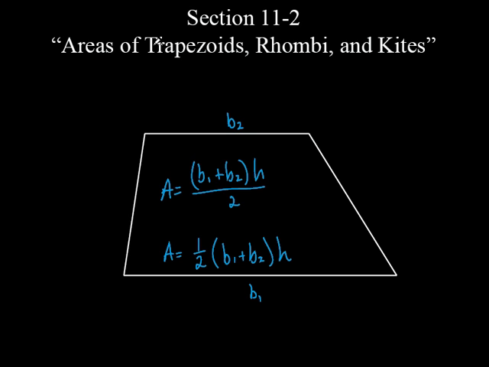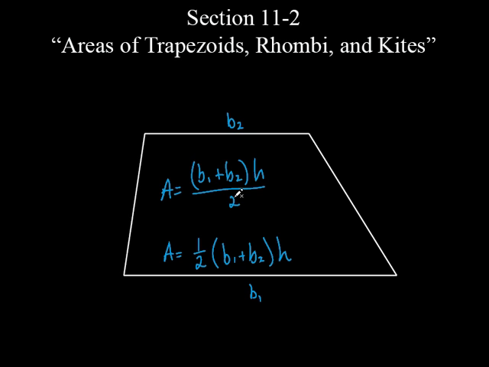Now look, trapezoid starts with a T, triangle starts with a T. So there's definitely a relationship between the two words, and there's also a relationship between the two formulas. It's 1/2 the base times the height. In this case, though, you add the two bases together.